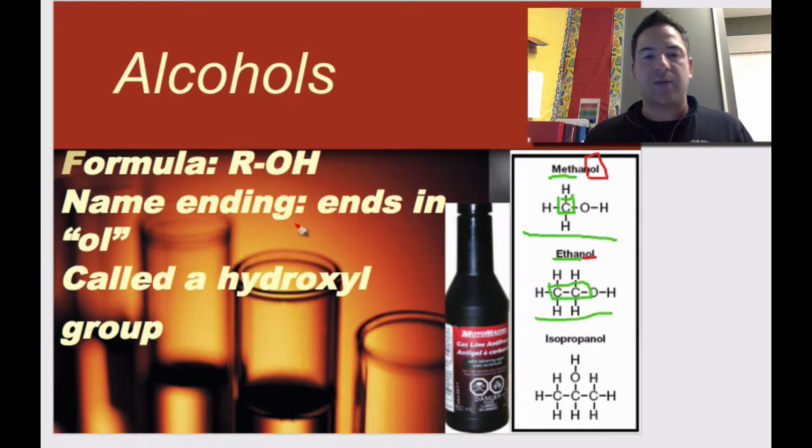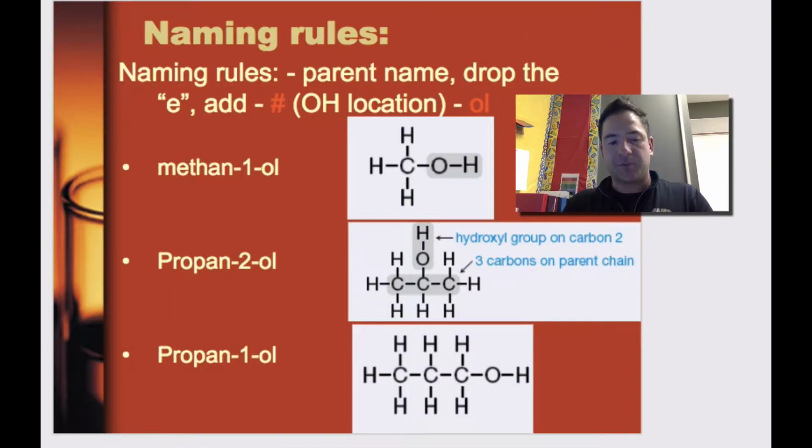So alcohols end in OL. If you take a look over here on your chart, you'll see that the formula is a hydrocarbon bonded to a hydroxyl, and that's the OH. So the names of alcohols end in OL, so ethanol, methanol, propanol, butanol, okay? And these are called a hydroxyl group because they have a hydroxyl attached to them. Okay, so hopefully we can move on and you'll develop some understanding throughout this video.